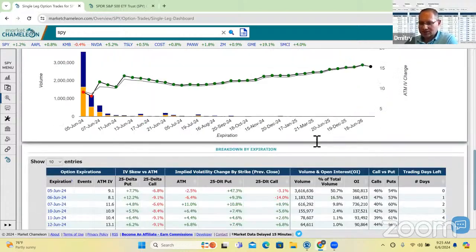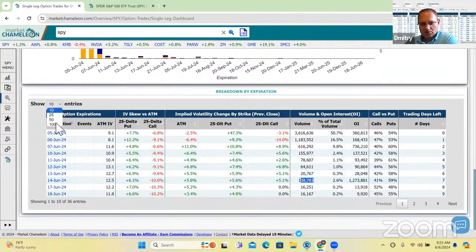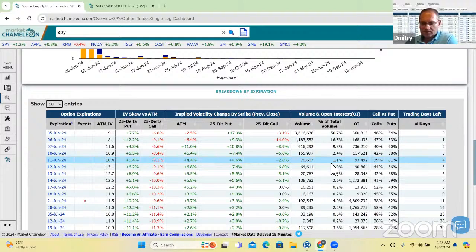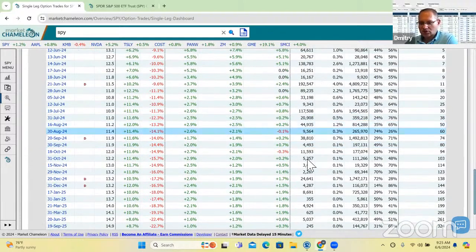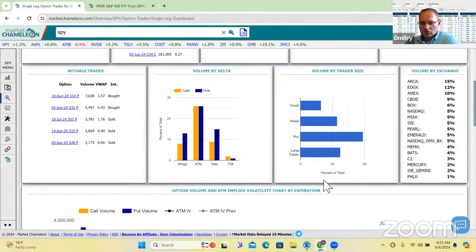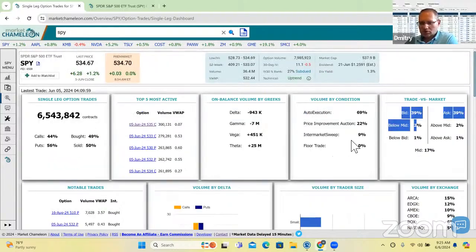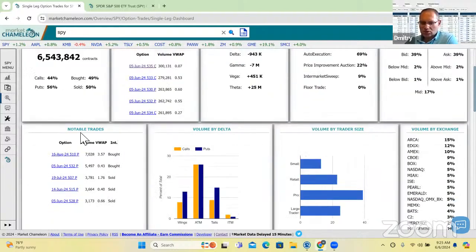But if we wanted to look at the table, we could expand this to see how many contracts traded at each expiration. Another quick thing, we talked about these over here already. Another feature that we did add to these notable trades is this hyperlink that takes you to the options chain if you want to analyze it.